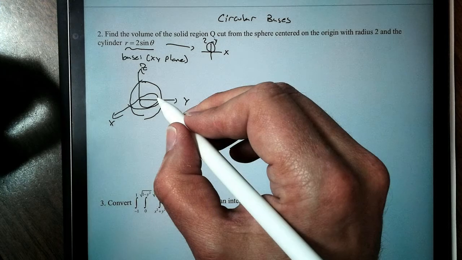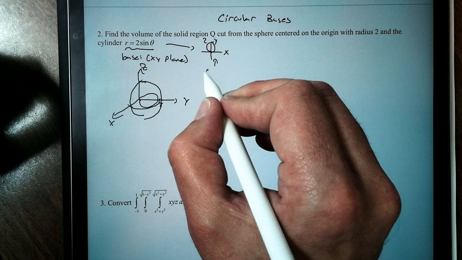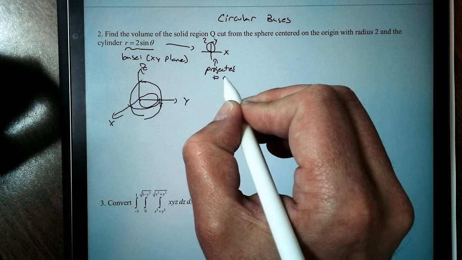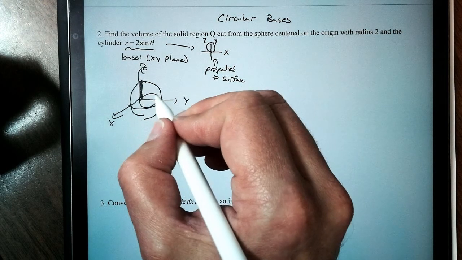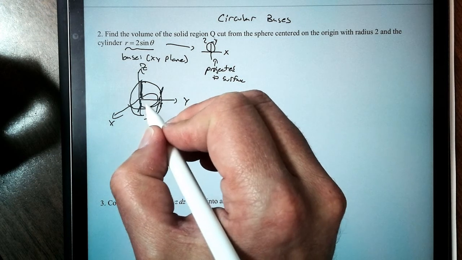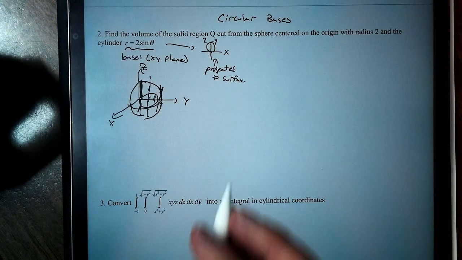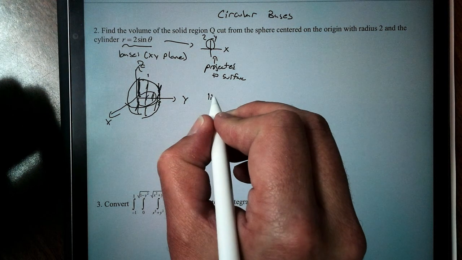So then we're going to project. Remember, this base, this circle here, is going to be projected to our surface. But this time, it's going to go up and down. And we want to find that resulting volume. So this is not really hard to do. So let's talk about the limits.